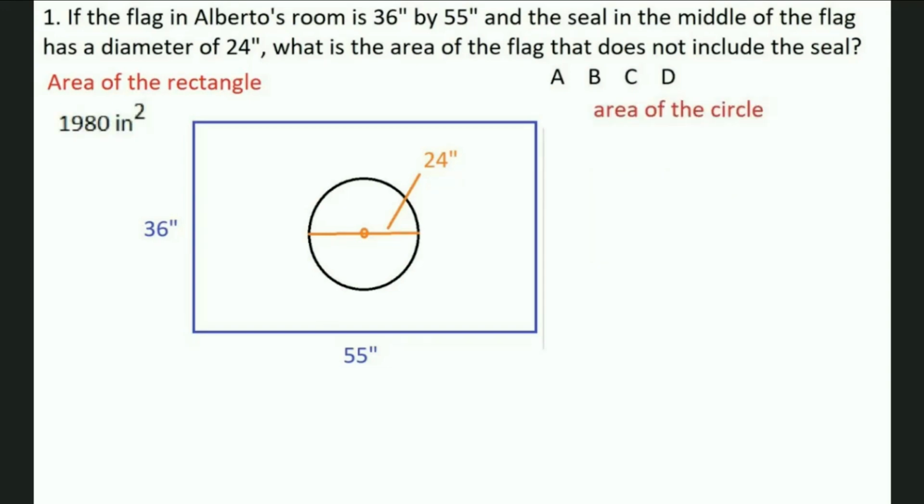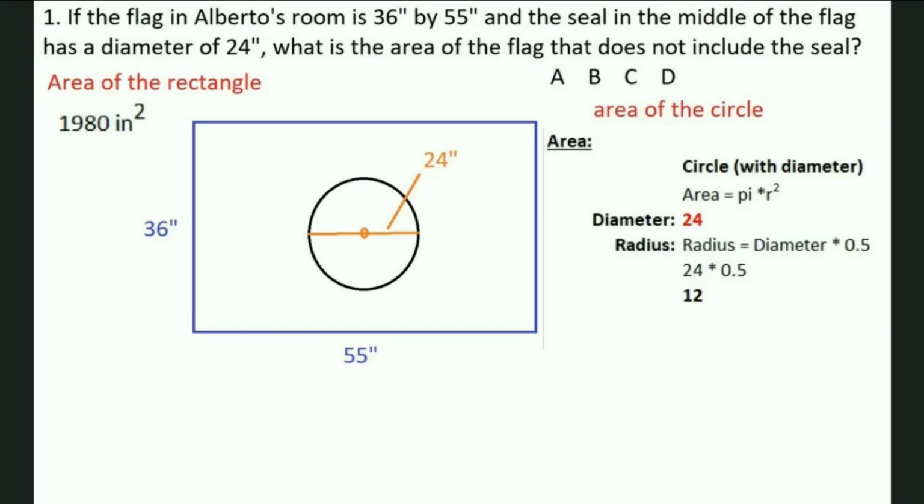Now, let's do the area of the circle on the inside. The area of a circle is pi times radius squared. The diameter of that circle is 24 inches. So to get the radius of that circle, what we have to do is cut that diameter in half. So it's diameter times 0.5, and that's 24 times 0.5, and that would be 12. So the radius is 12 inches.